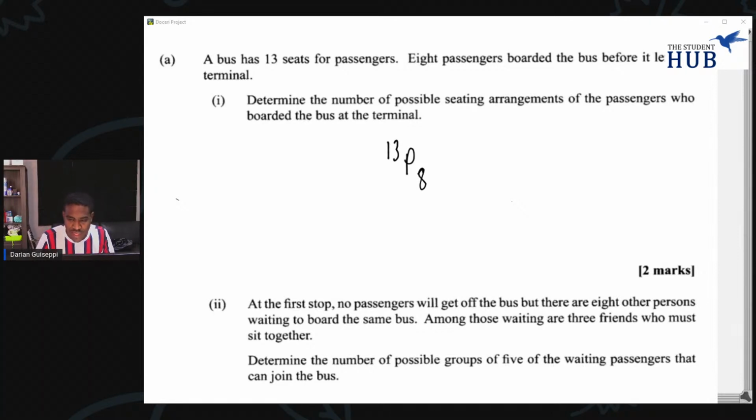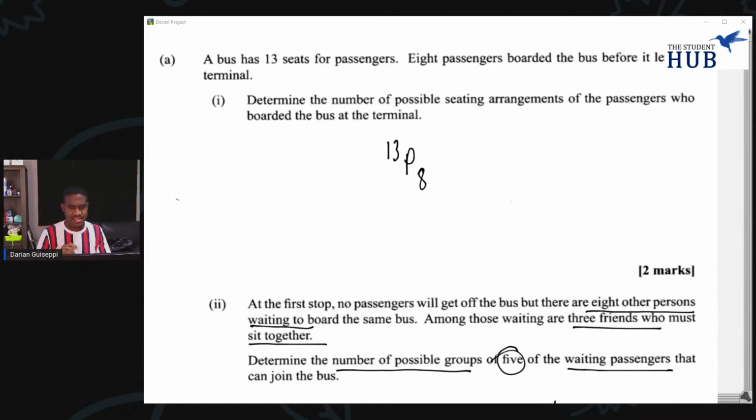So what they're saying is, among those waiting, they want us to determine the number of possible groups of 5 of the waiting passengers. How many waiting passengers do we have? There are 8 other persons waiting. So we have to choose 5 persons out of the 8 to join the bus, because there are only 5 spaces remaining. But there is a little condition on it. They say among those waiting, 3 friends must sit together. That's the key to this question.